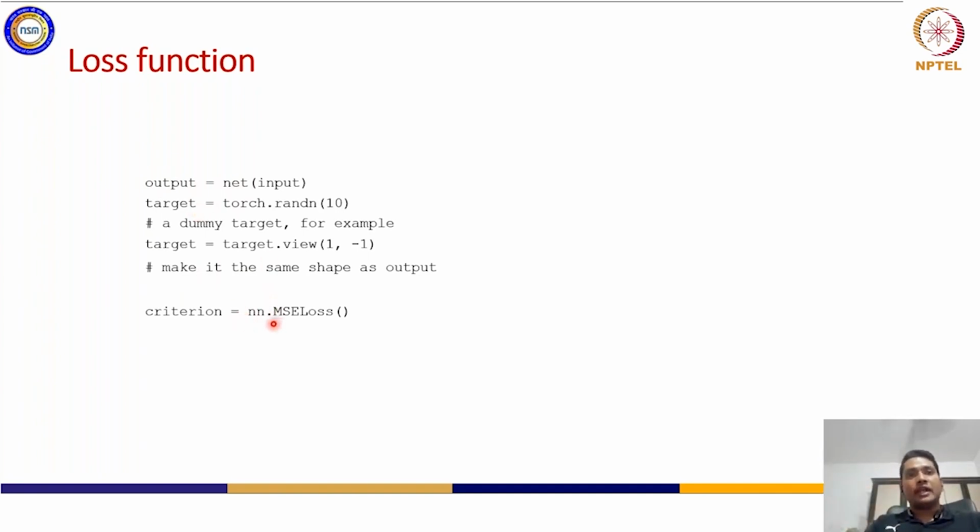And as you can see in nn, a lot of loss functions you can see, MSE loss, cross entropy loss. So this is mean square error loss. So many loss functions you can use directly with this nn package, and you can define your loss as criterion. And then you can define the loss with this output and target.